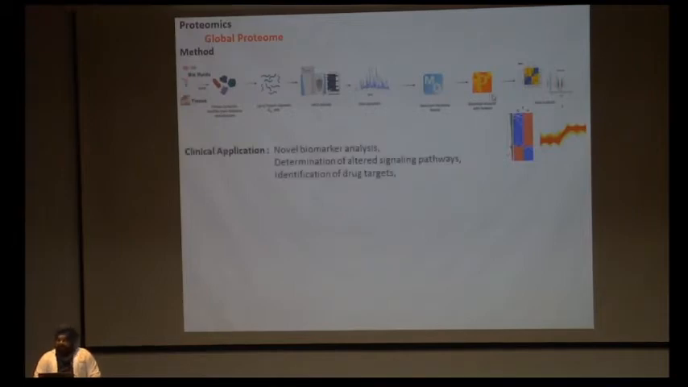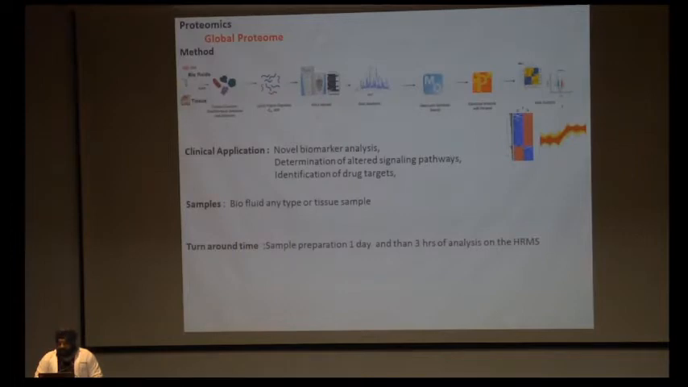So what are the clinical applications? We can identify novel biomarkers, determination of altered signaling pathways, and identification of drug targets if you want. What are the samples which we can use? Biofluid of any type, tissue samples. The turnaround time is, the sample preparation will take 1 day, and then we have 3 hours of analysis on the HRMS. HRMS means high resolution mass spectrometry. Per sample, 3 hours analysis on an HRMS.